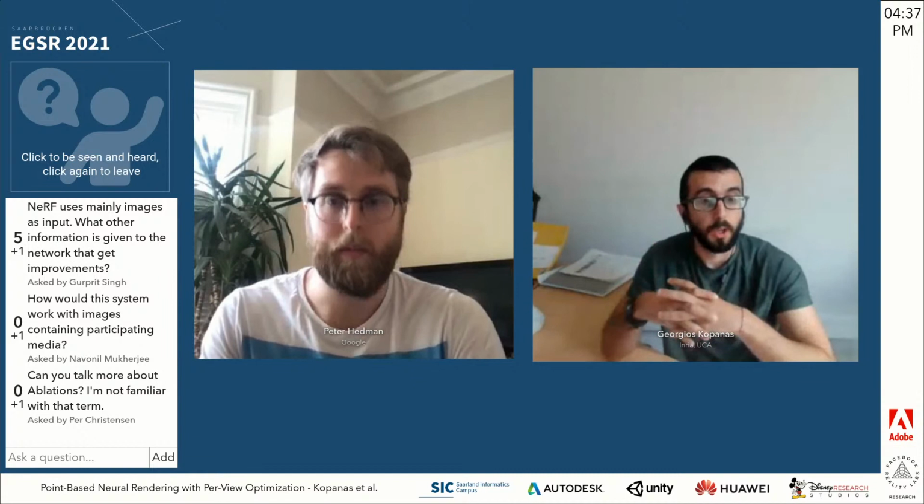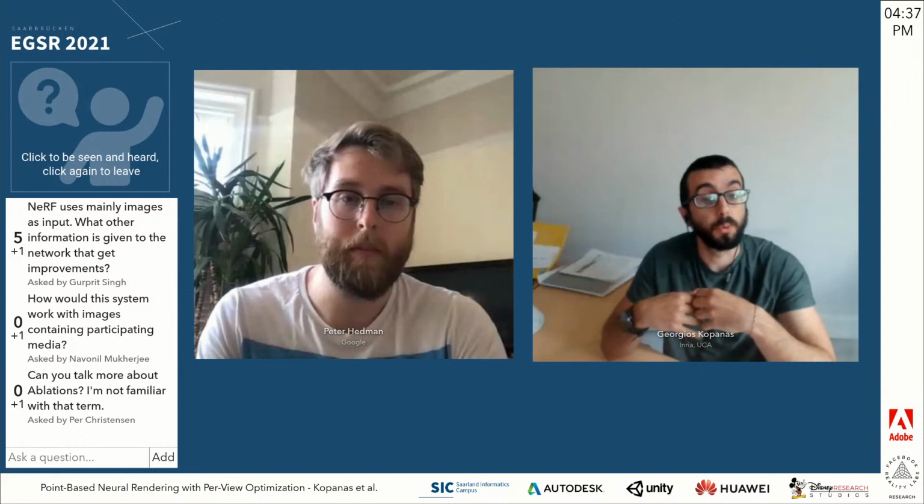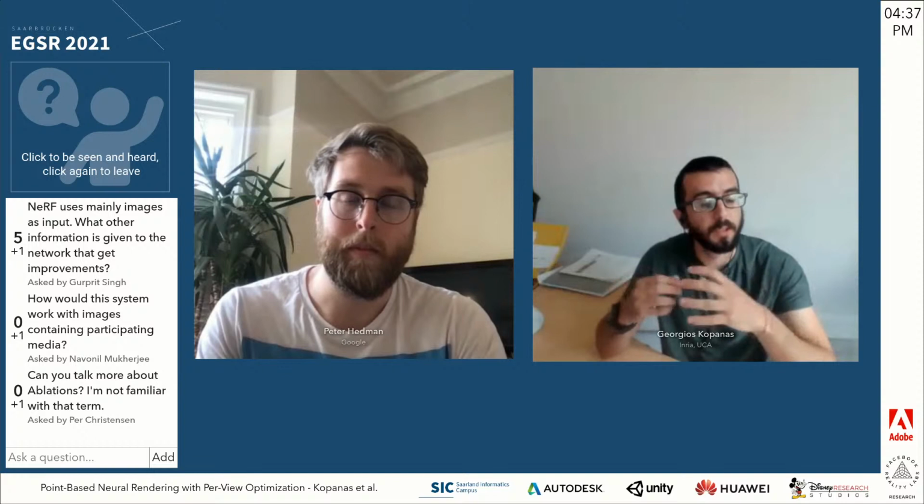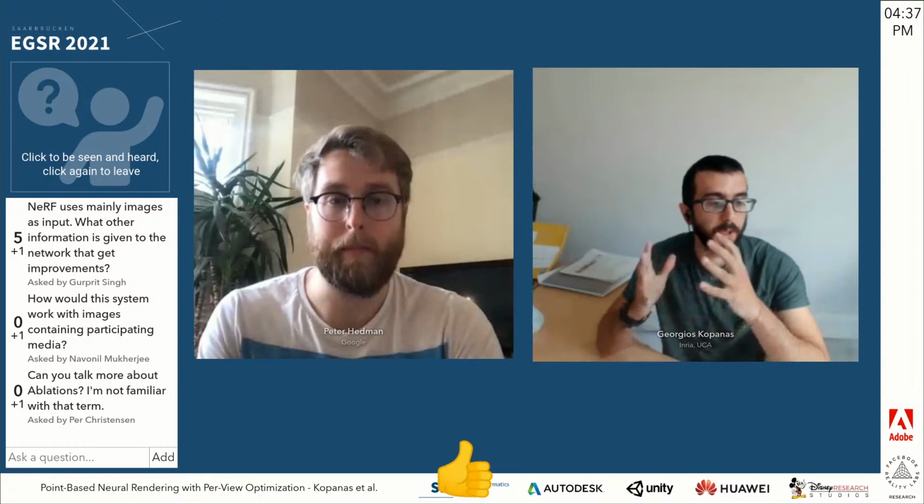Although the second part of the question is talking about what is given as an input to the network, we are actually providing more information to the network than just images. And this is these augmented features, these high dimensional features that are optimized during training, which extend the three RGB color channels to a nine-dimensional feature vector.